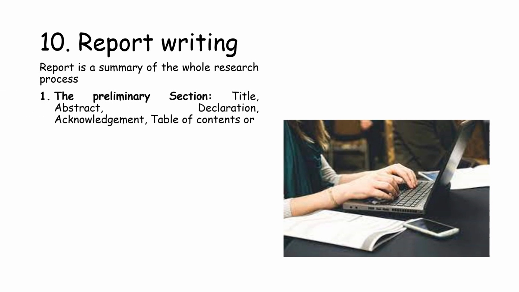Generally, a report comprises three different sections. The first section is known as the preliminary section, and it includes pages such as title of the study, abstract, declaration, acknowledgement, table of contents, and so on. It is basically an introductory section.